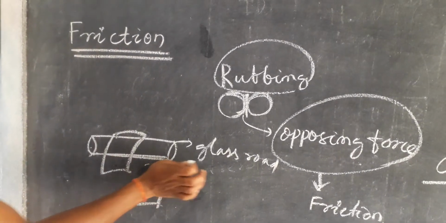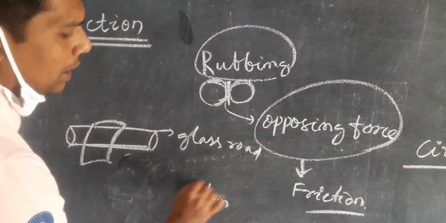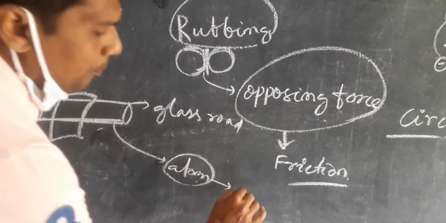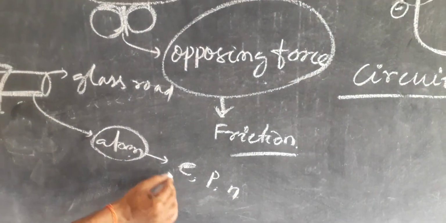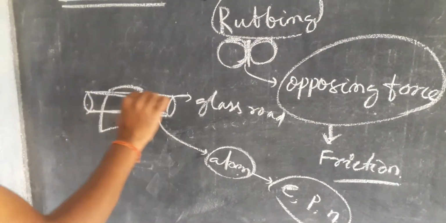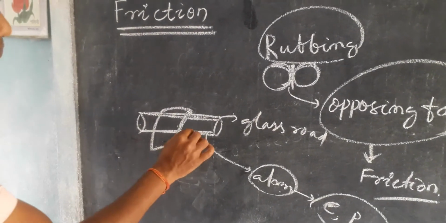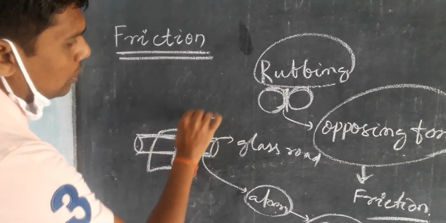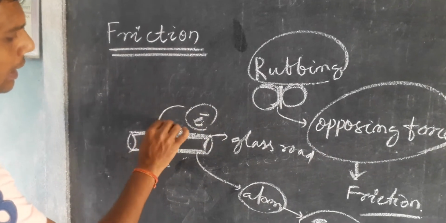Generally, all the particles are made up of atoms, and inside the atom there are electron, proton and neutron, three particles present. So in this case, when we rub this glass rod with this silk cloth, then what will happen? The glass rod will lose electrons, and these electrons will be gained by the silk.